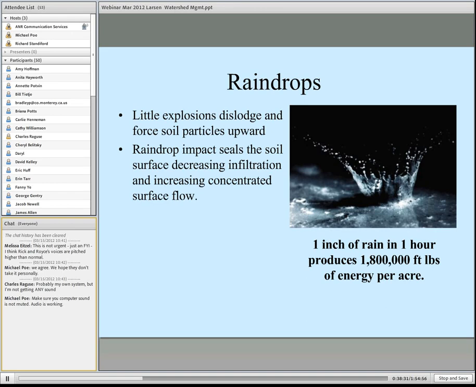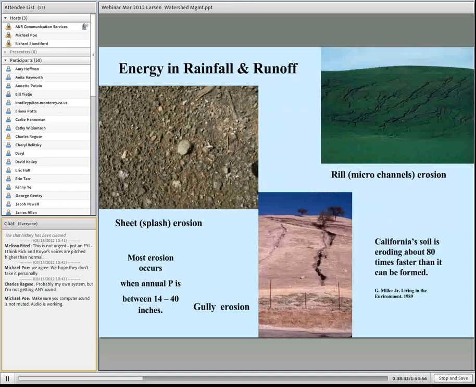Now in oak woodlands, usually we have cover over the soil, so splash erosion or that erosion coming from raindrop is pretty minimal in most of our oak woodlands. And what we deal with the most is the other type of erosion, that of rills, which are small little channels developing and then eventually turning into gully erosion.